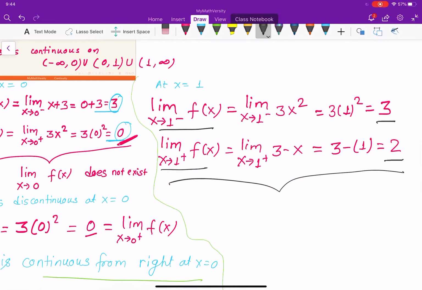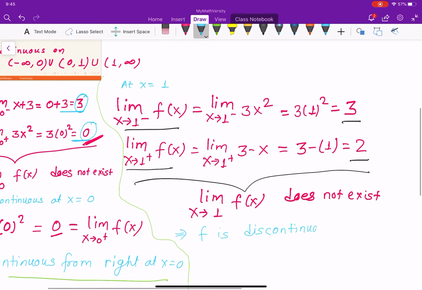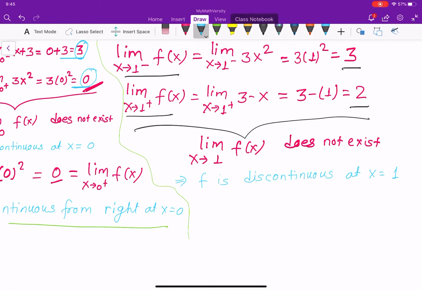So the limit of the function as x approaches 1 does not exist. What can we conclude? Then again, f is discontinuous. If the limit does not exist, how will you be able to compare it with the value of the function, right? So there is no way to do that. So at x equal to 1, it is discontinuous, but we still need to see if it is continuous from the right or left.